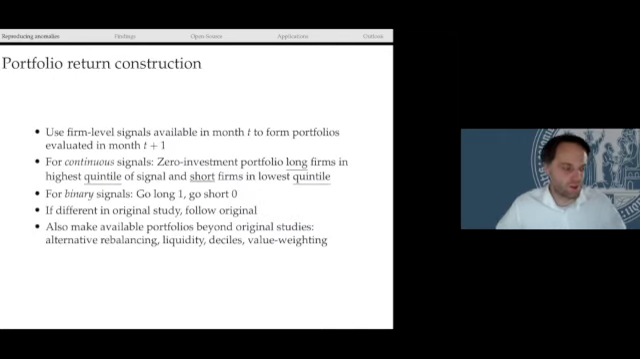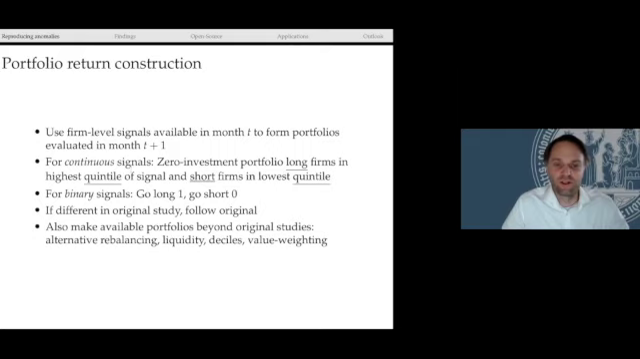Just a quick word on how we construct portfolio returns. This is the standard approach. We use firm level signals available in month T to form portfolios that we then hold for 1 month and evaluate in month T+1. So this is a buy and hold portfolio that we hold for 1 month.